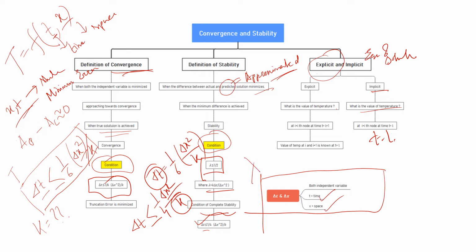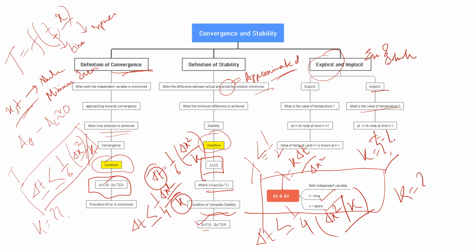Lambda must be less than or equal to half. And what is your lambda? Lambda is nothing but k del t by del x square. What is k? This I will come to. So this is the condition of stability, and to get the condition of complete stability, that means no more improvement is possible by the iterations, this will be your condition of complete stability. Here also what is k, I have discussed.